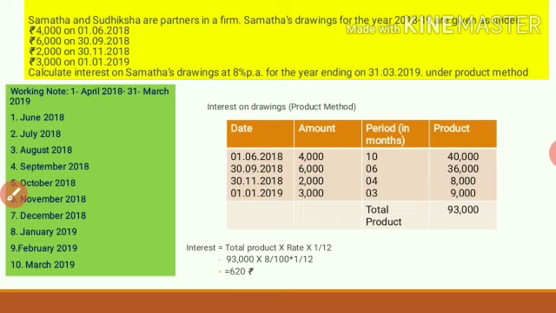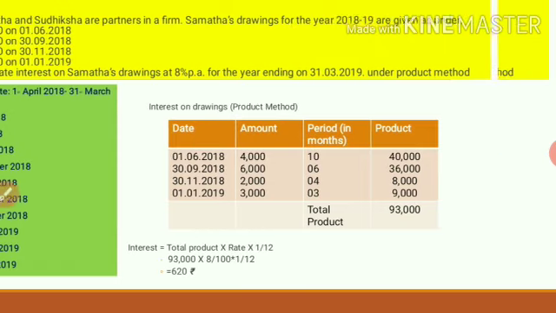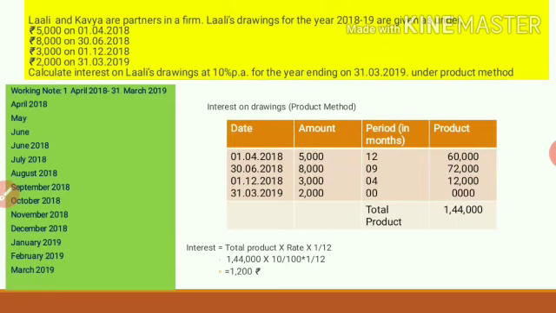This same question was asked in 2020 as well, in the annual question paper. We'll go with the next sum. Illustration 2. Lali and Kavya are partners in a firm. Lali's drawings for the year 2018-19 are given as under: rupees 5,000 on 1/4/2018, 8,000 on 30/6/2018, 3,000 on 1/12/2018, 2,000 on 31/3/2019. Calculate interest on Lali's drawings at 10% per annum for the year ending 31st March 2019 under the product method.